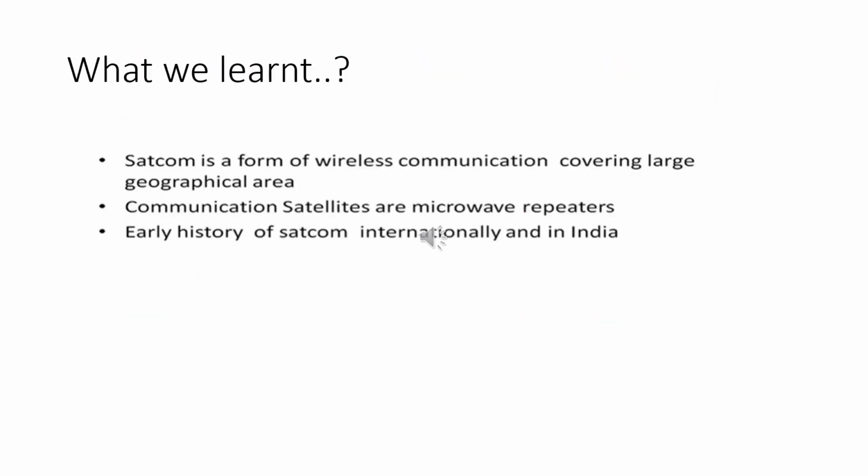At last we will see what we have learned from this introductory session. The very first, we have seen SATCOM is a form of wireless communication which covers a large geographical area. We have seen the applications, advantages and disadvantages of different satellites. These communication satellites are nothing but microwave repeaters. We have also seen the early stages and early history of satellite communication in India and outside India, internationally. So we have learned these things. So that's all for the introductory section.